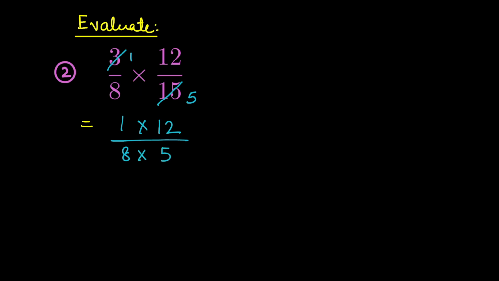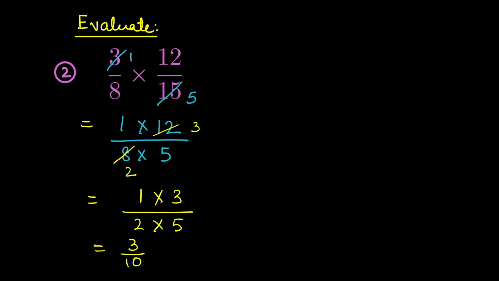Now we again check, can 12 and 8 be reduced? Yes, both are multiples of 4. So we can divide both of them by 4. We can write it as 4 times 3 and 4 times 2. So what do we get here? 1 times 3 over 2 times 5. So we get the answer: 1 times 3 is 3 and 2 times 5 is 10. So we got the answer 3 over 10, which is in the reduced form.